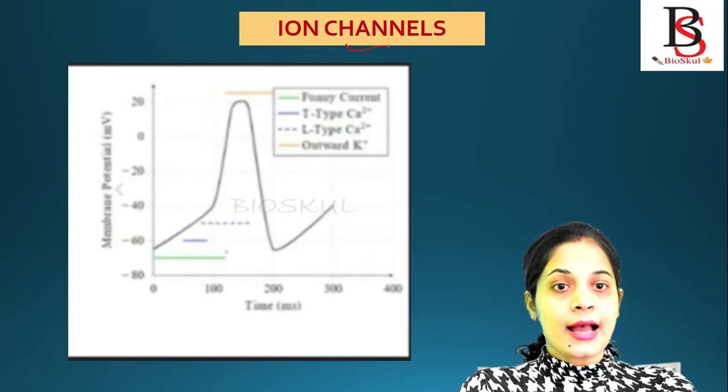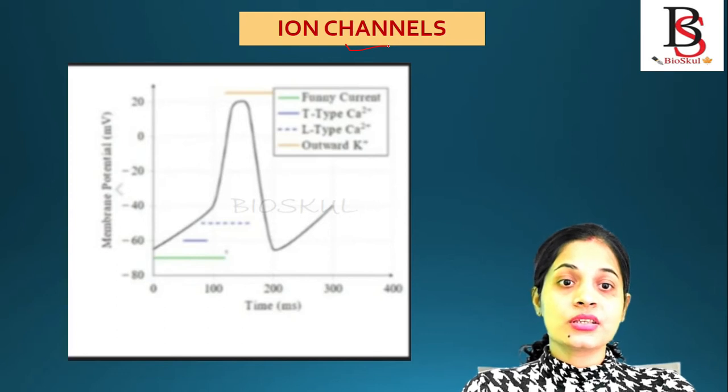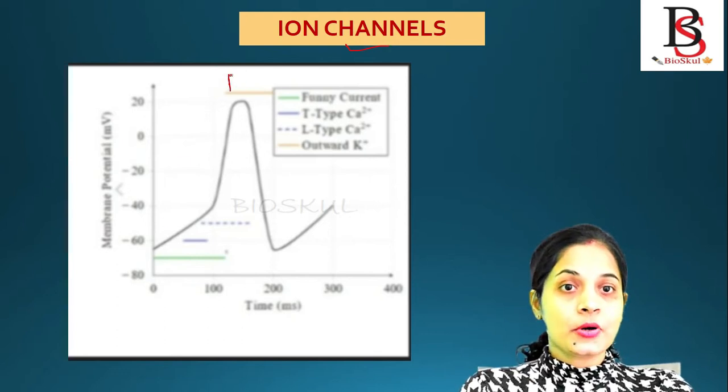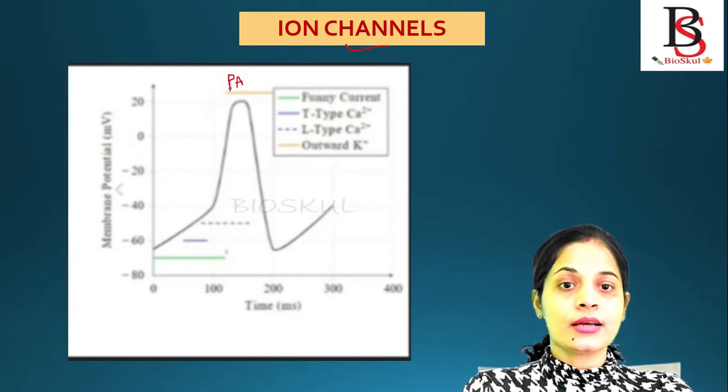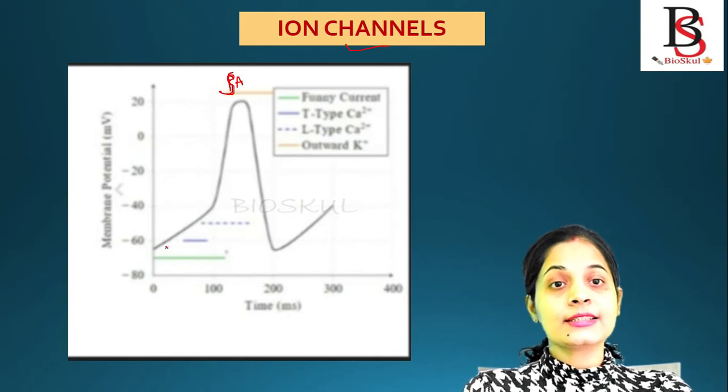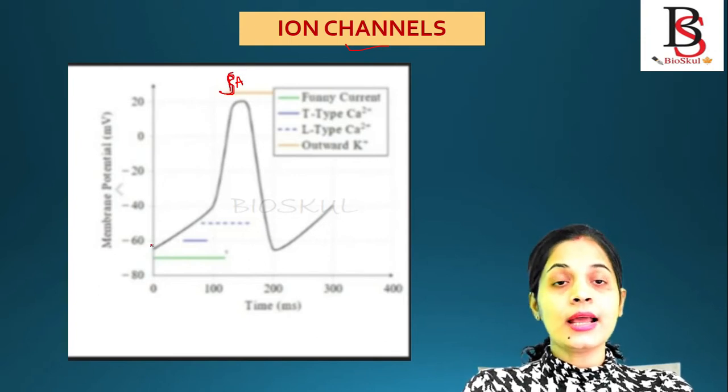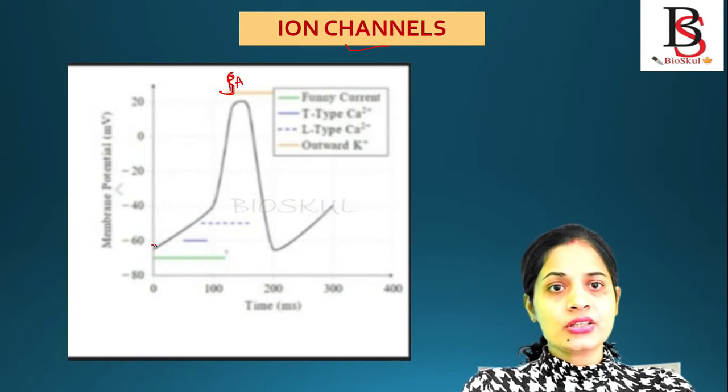So let's see the ion channel. Sometimes you will get questions from the ion channels. So let me explain. This is for the pacemaker cells, the SA node. Initially, as I told you, the pacemaker cells generate their own action potential, and they are present at -60.